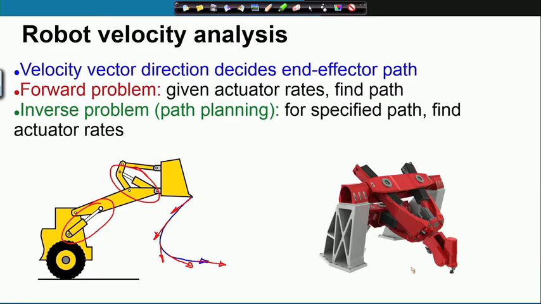The same case in this second example of a robot manipulator. If I am able to specify the velocity along the path and determine what should be the actuator expansion rate corresponding to that velocity that I desire at the output, then I should be able to follow the path.